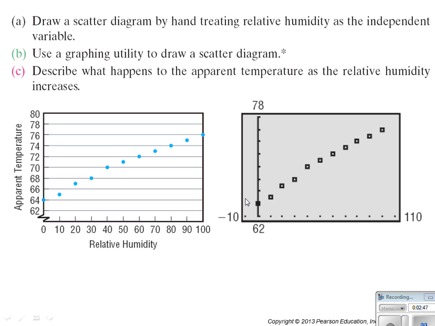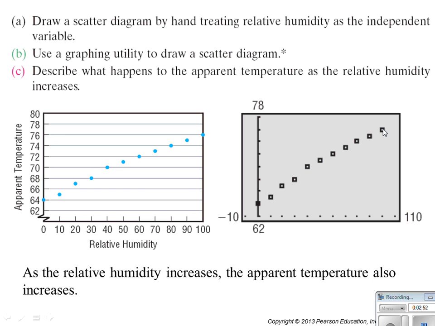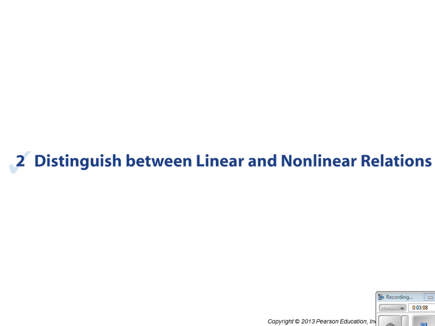Alright, thirdly, let's describe what happens to the apparent temperature as the humidity increases. So we're going to describe, we're going to interpret this line. Boom. As the relative humidity increases, the apparent temperature also increases. Take a moment to pause this video and write these two graphs and explanation down. On to the next learning objective.